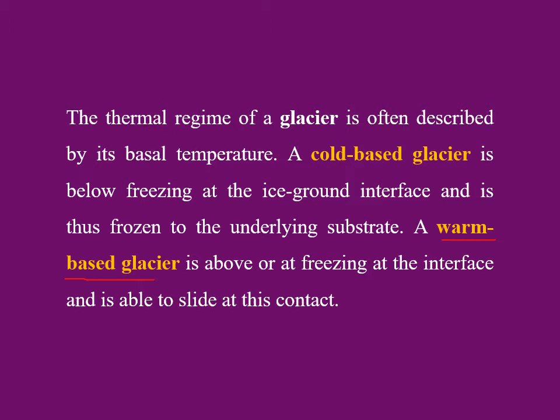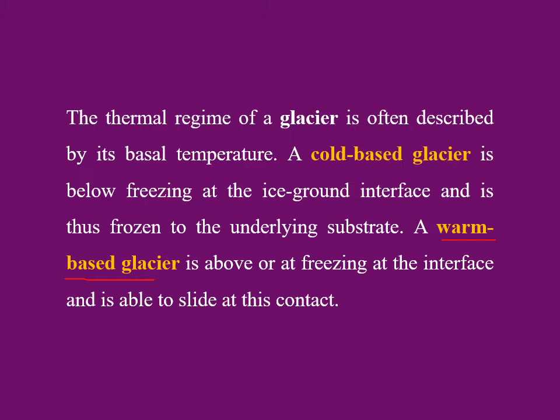So a thin film of water forms in that area, and ice glides past each other. So that is why they are known as warm-based glacier or wet-based glacier, as there is a sufficient amount of water present in the contact surface among the ice crystals.